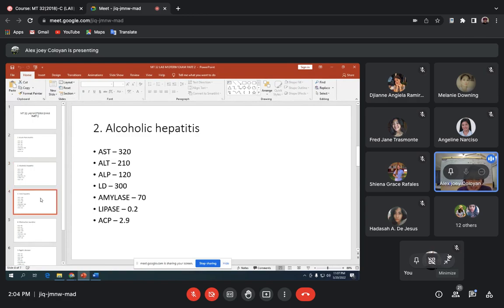Okay. Then for number three, it's viral hepatitis because ALT is higher than the AST concentration. So the De Ritis ratio is greater than 1.0. Okay. So number three, it's viral hepatitis.